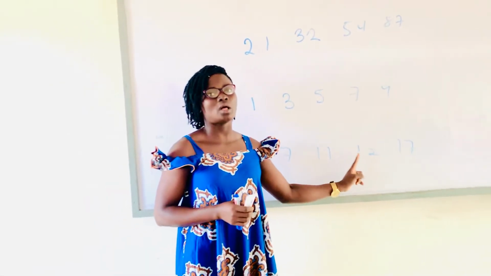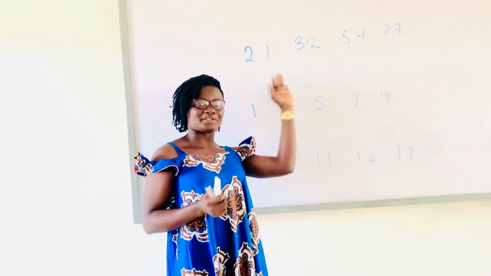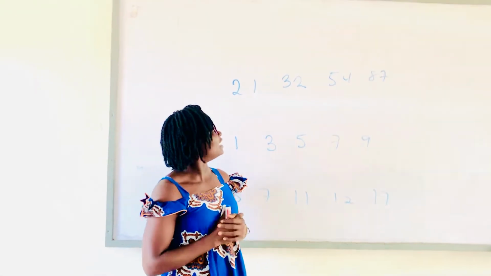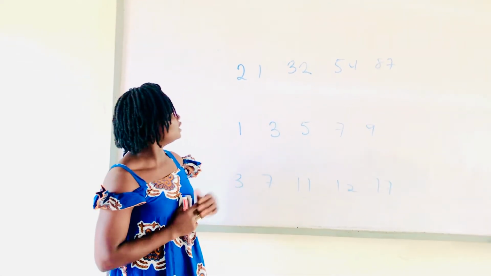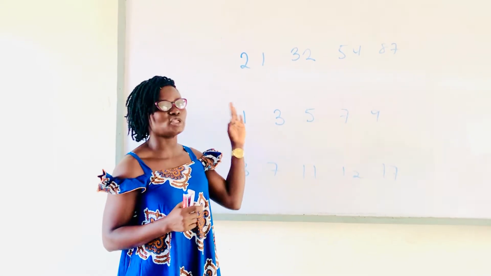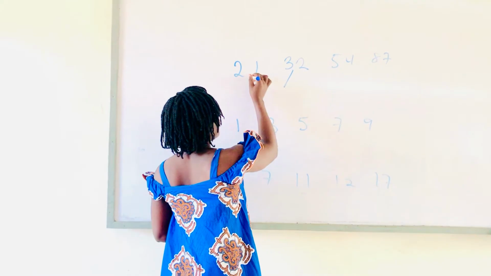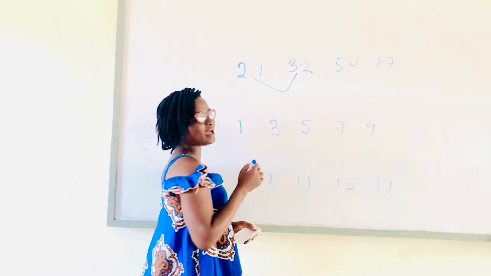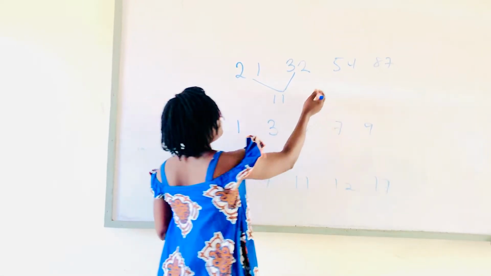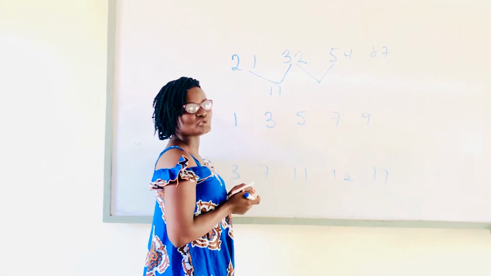11, 12, 17. Now let's come back to the first one. How did you solve the first one? Looking at the first one, let's look at the difference between them. So, the difference between the first number and the second number is 11. Difference between the third and the second is 22.